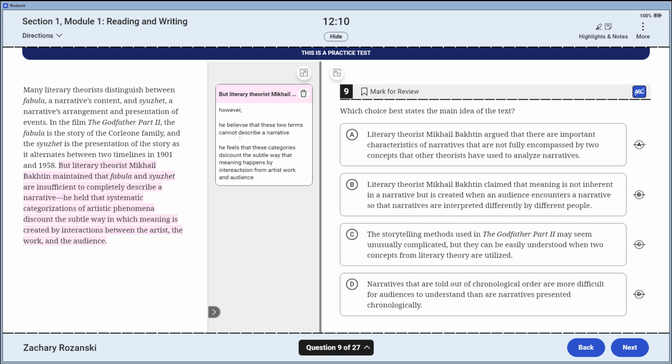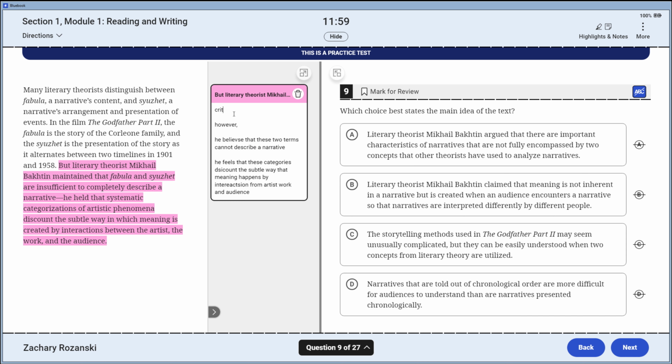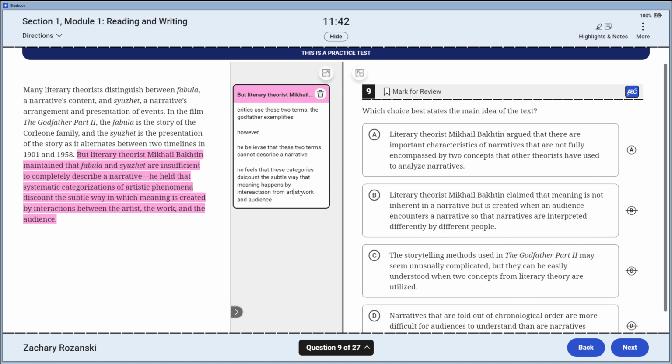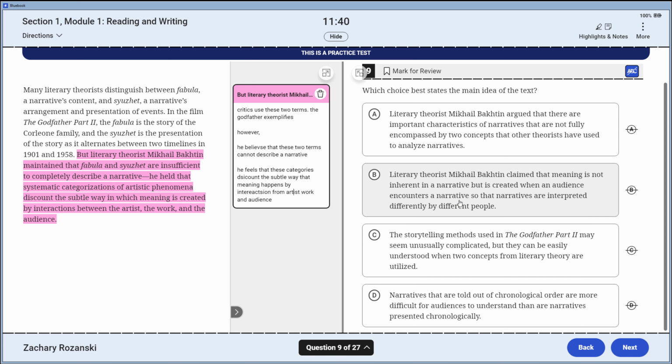The but is going to kick me back, and when I read the first part, many theorists distinguish between these two things: arrangement and presentation of events. Critics use these two terms. The Godfather exemplifies this, but he's saying that they're trash. He says you can't use these two terms to describe a narrative because it misses the subtle way in which artists and work and audience are represented.